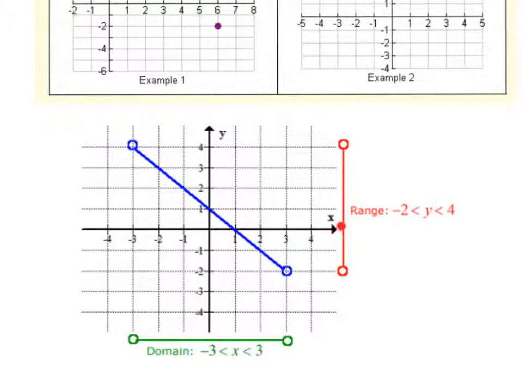And then this is an example of range. Range starts here. Remember, range is this value, your y's. So it starts here at -2 and goes all the way up to +4. So the range would look like this. We need to teach you how to do this, so let's get started with some terminology.